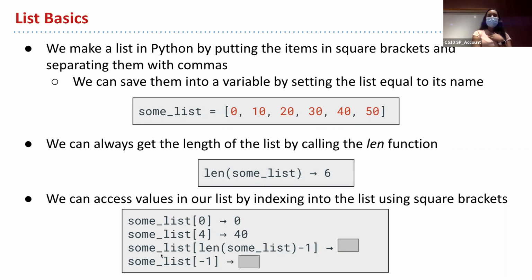Okay, and then, so this one's a little trickier. So we're saying some list, and then the index that we're doing here is len sum list minus 1. So we already said len of sum list is what? 6, right? And so if we do minus 1, that'll become 5. So what is this going to output? Then this is basically saying sum list at index 5. What is that going to be? 50. Yeah, exactly. So this is going to be 50.